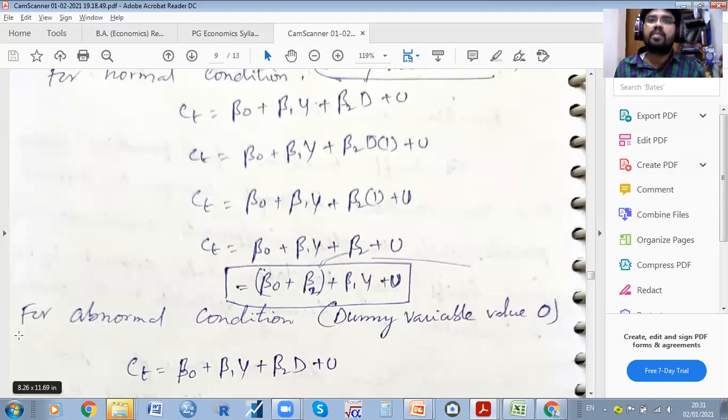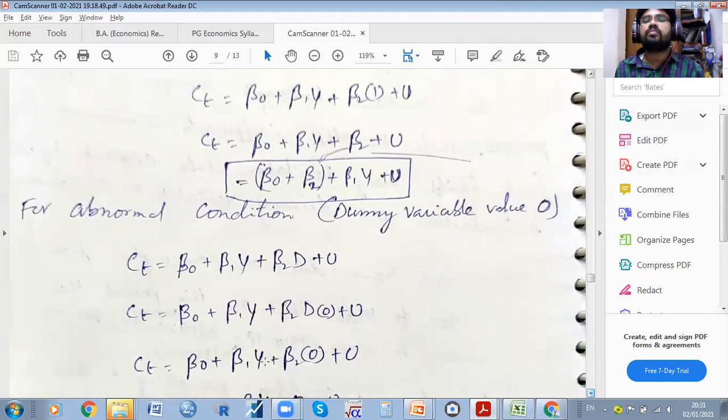And if you take the abnormal conditions, for example during the war period, Ct is equal to beta 0 plus beta 1 Y plus beta 2 D plus u. So just a minute.